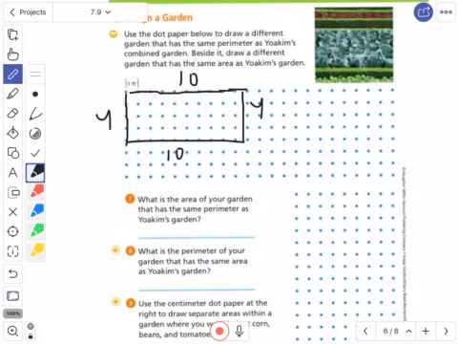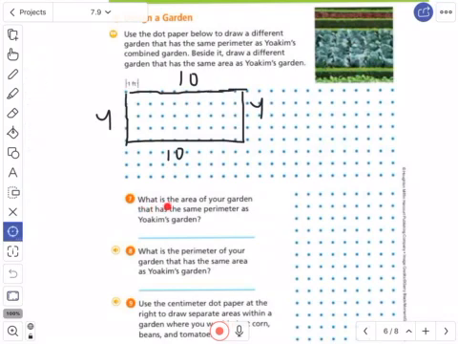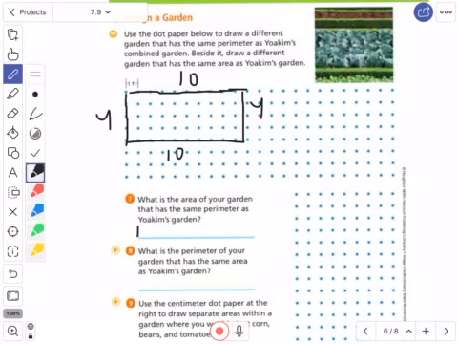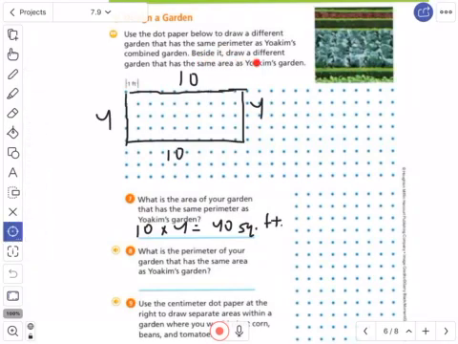So that works. Then it actually says down here, what is the area of your garden that is the same perimeter as Joachim's? So remember, the area is length times width. So 10 times 4 is 40 square feet. Okay? Then, beside it, I'm going to draw a different garden that is the same area as Joachim's garden. And before I do that, you can just pause. You can work on your own first garden, and then do that number 7.